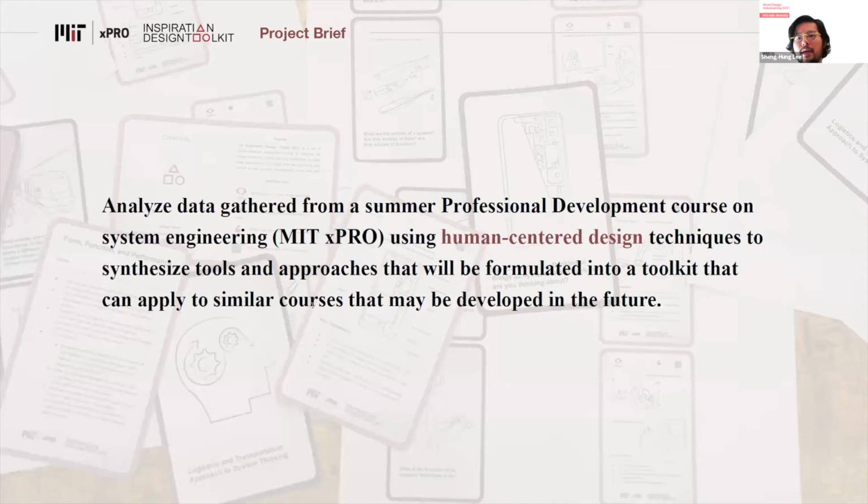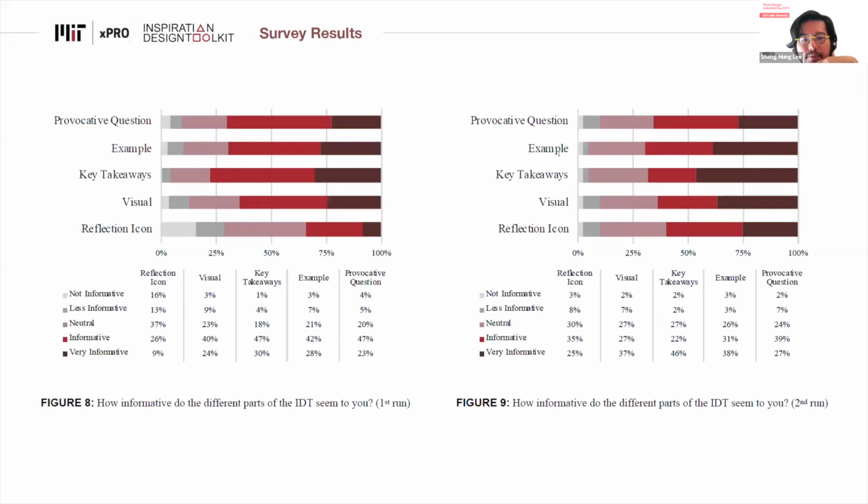And then we do the analysis part. We analyze data gathered from the summer professional development courses on the systems engineering class. We're using human-centered design techniques to synthesize tools and approaches that will hopefully be formulated into the toolkit that can apply to similar courses that may be developed in the future. So that's our goal for analyzing the data we gathered from the class.